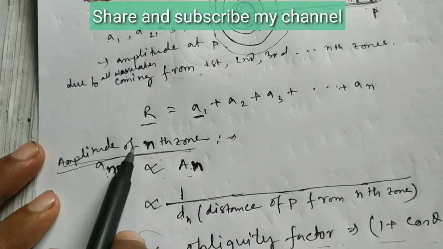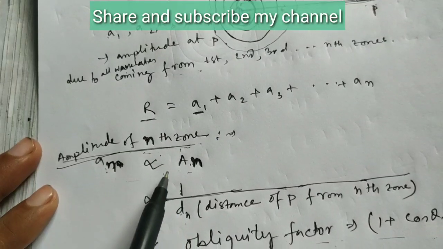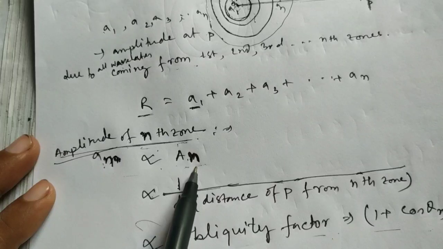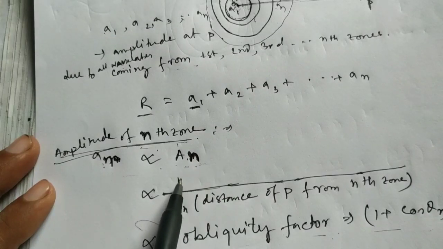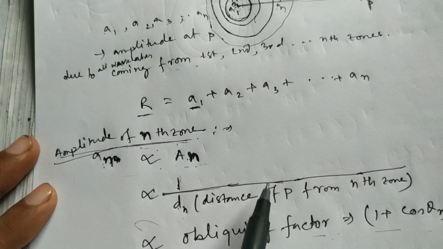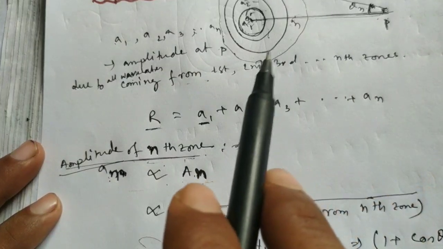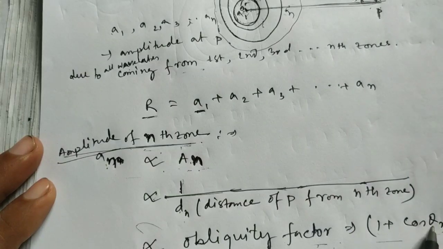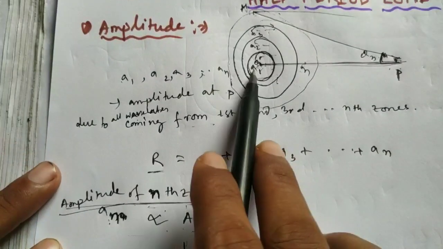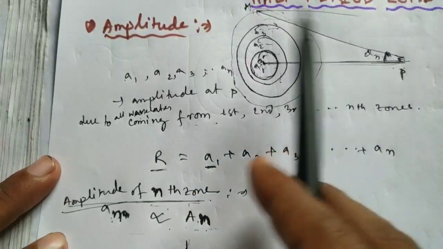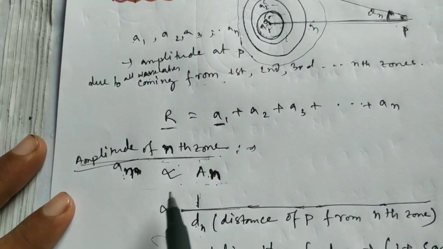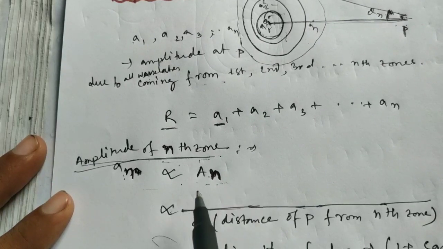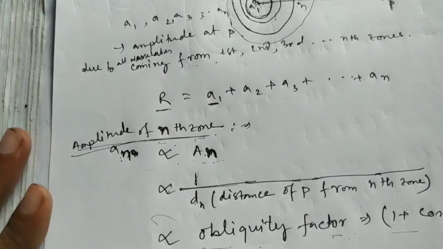So the amplitude of the nth zone depends on the area of the zone, 1 by dn, the distance from P to the nth zone, and the obliquity factor, which is 1 plus cos theta n, where theta n is the angle between OP and MP. These are the three factors on which the amplitude of the nth zone depends.